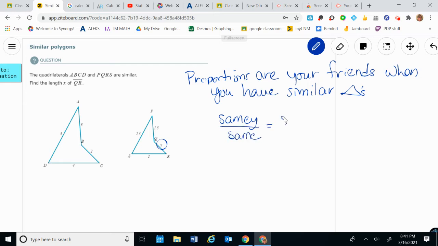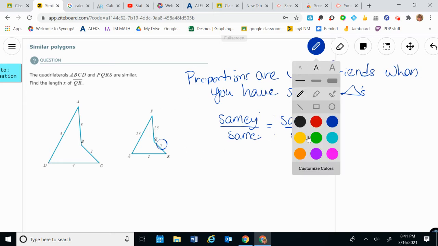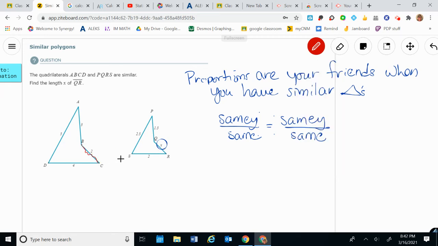Okay. Samey, same. Whatever you're talking about here and here has to be the same here and here. So watch. If I want to find X, the corresponding side would be here, 2, correct? So I could go X over 2. Now, what did I put? I put the small side over the large side. You see? I put the small one over the large one. This is a larger shape than this one, quadrilateral. Okay, equals.